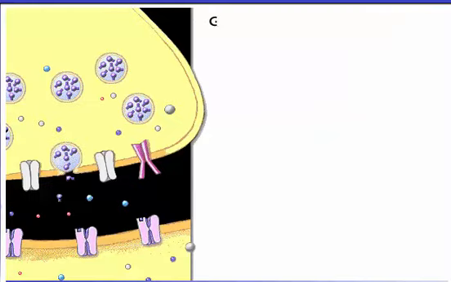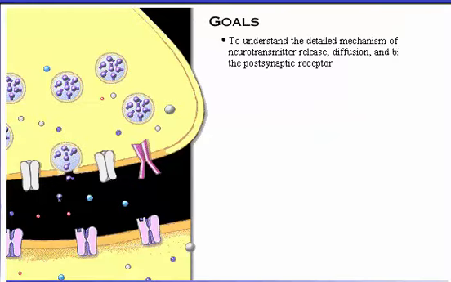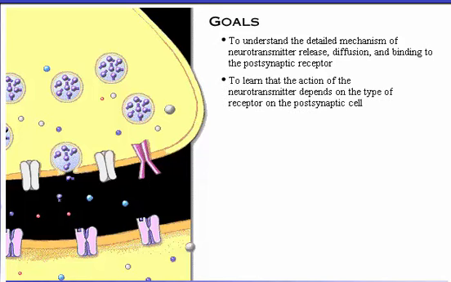Your goals for learning are to understand the detailed mechanism of neurotransmitter release, diffusion, and binding to the postsynaptic receptor. To learn that the action of the neurotransmitter depends on the type of receptor on the postsynaptic cell. To review the location and function of neurotransmitters.